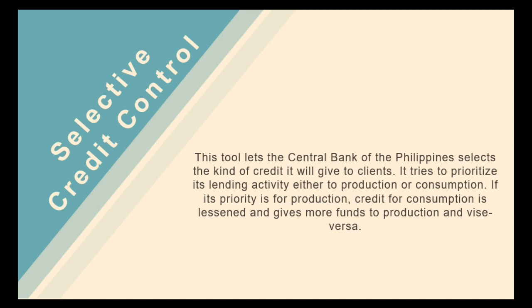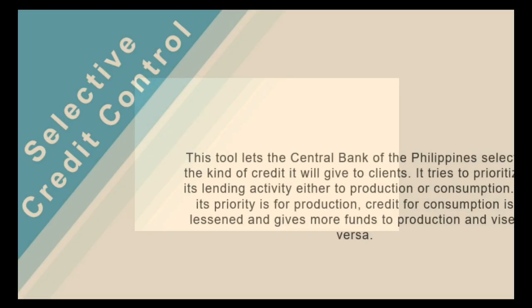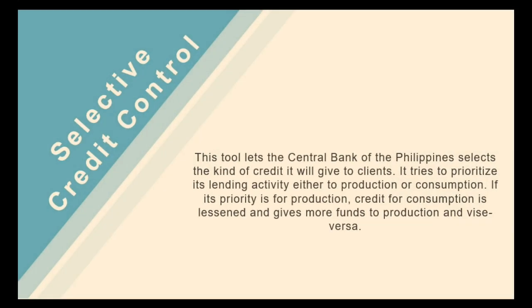Fourth, we have selective credit control. So this tool lets the Central Bank of the Philippines select the kind of credit it will give to the clients. So it tries to prioritize its lending activity either to production or consumption. So if its priority is for production, credit for consumption is lessened and it gives more funds to production, and vice versa. So selective credit controls are intended to encourage or discourage specific types of investment and expenditure by influencing the lending policy of banks and similar credit institutions.